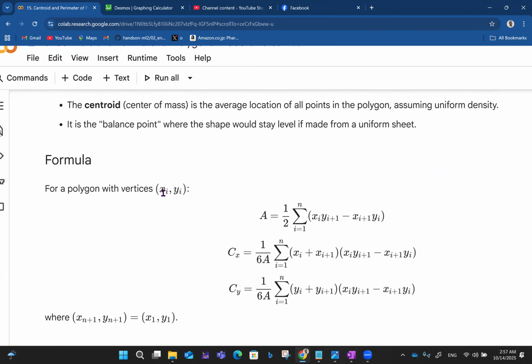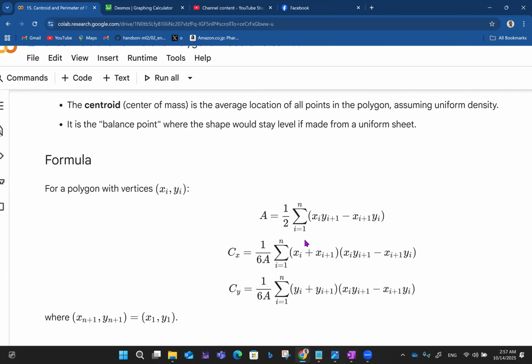For a polygon with vertices xi, yi, you have A, the area, to be 1 over 2 times the sum of that area formula that we just talked about: xi yi plus 1 minus xi plus 1 yi, like that. So you sum it all up and take half of that.